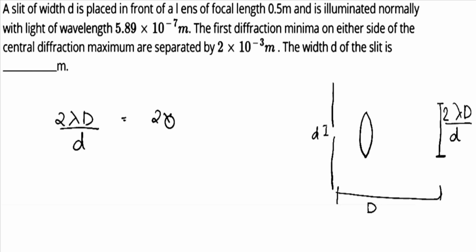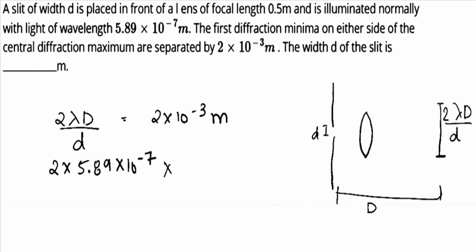So that is equal to 2 into 10 to the power minus 3 meters. So what we can write is 2 into the wavelength, 5.89 into 10 to the power minus 7, into D.